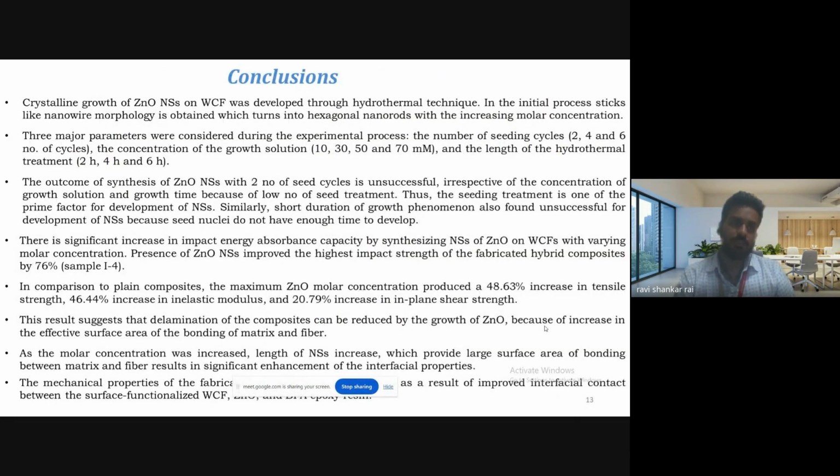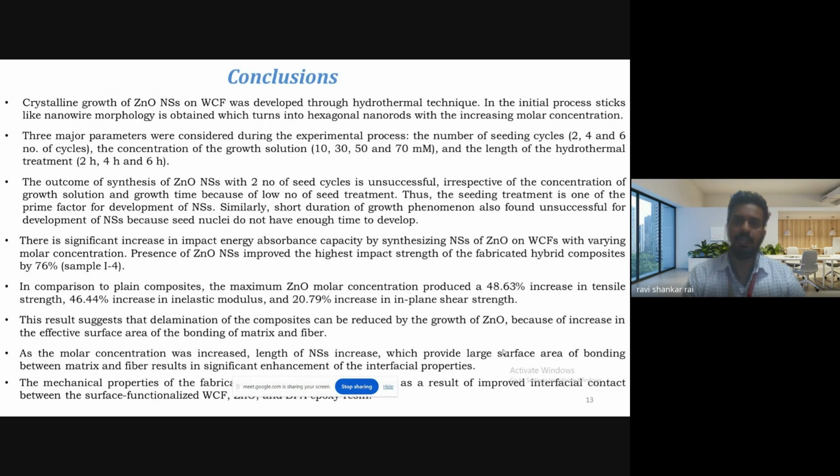The conclusion is that crystalline growth of ZnO nanostructure on woven carbon fiber was developed through the hydrothermal technique. Initially, stick-like nanowire morphology is obtained, which turns into hexagonal nanorods with increasing molar concentration. We have taken three major parameters: number of seeding cycles 2, 4, and 6, concentration of the growth solution 10, 30, 50, and 70, and length of the hydrothermal treatment, 2 hours, 4 hours, and 6 hours. So a number of experiments were performed. We have made a design of experiments also.